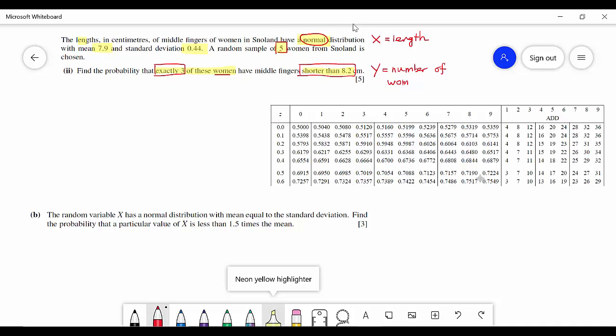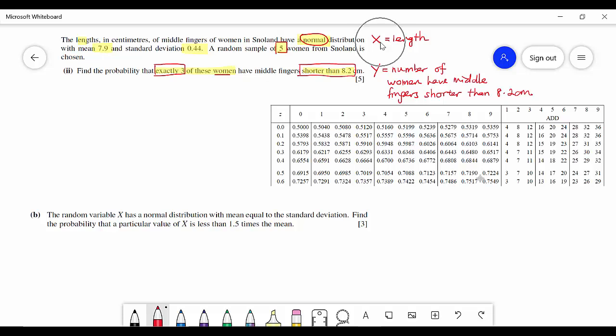Number of women, if you want it to be exact, then it should be the number of women that have the middle fingers shorter than 8.2. So from here you can see that the shorter than 8.2 is actually related to the length. So before we can start with the binomial distribution calculation, you should try to calculate the probability for the length, which is smaller than 8.2 first.